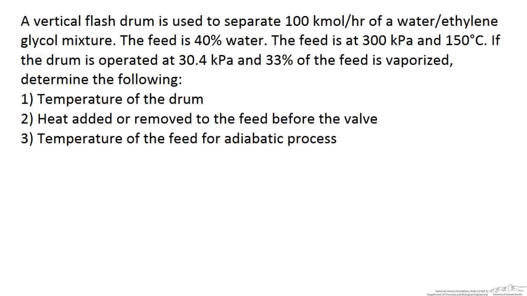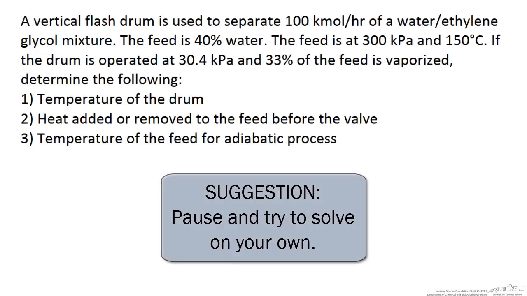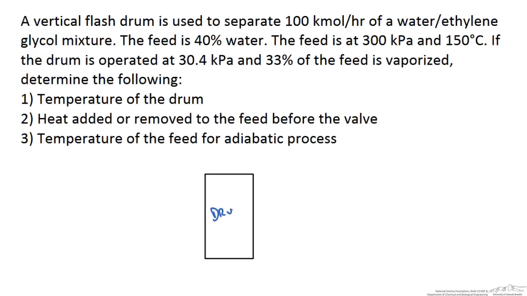In this screencast, we're going to work through a flash distillation problem for a binary system, but focusing really on the energy balance. So we have our flash drum here, and we know out of this drum we're going to have a vapor stream, I'm going to label V, and we're going to have a liquid stream, I'll label L.